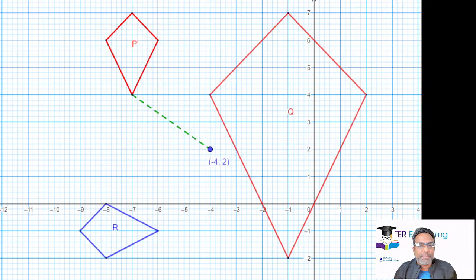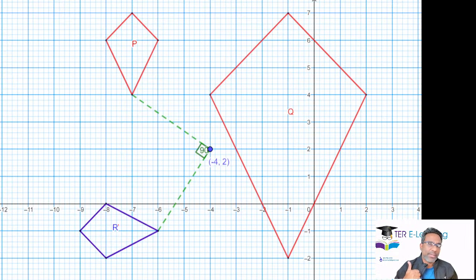Watch carefully what happens to that quadrilateral. As I move it, I'm rotating it, and I'm also showing you the angle. When I rotate it, eventually it's going to line up exactly where R is. And if you notice, we've moved through 90 degrees. So the transformation that fully maps quadrilateral P onto R is a rotation.